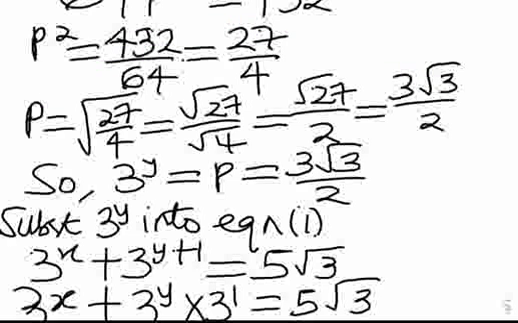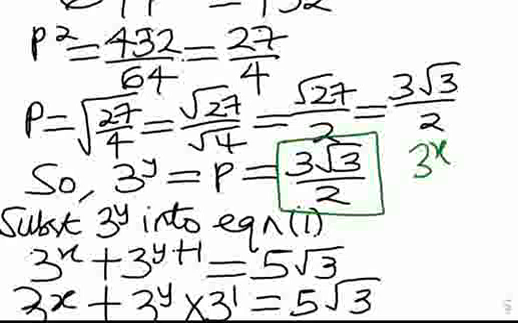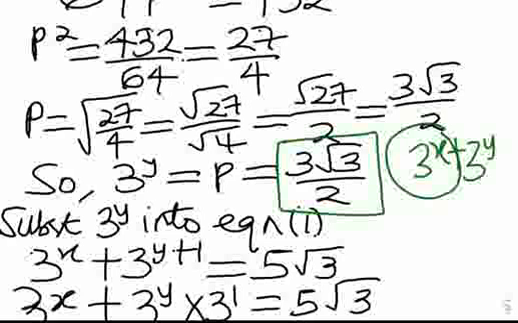Now, do not forget that previously we said let 3 raised to the power y equal p. So if p is equal to 3 root 3 over 2, it therefore means that 3 raised to the power y is 3 root 3 over 2. So we have been able to get one value. Remember that we have to find the value of 3 raised to the power x plus 3 raised to the power y. Now we have gotten the value of 3 raised to the power y, that is 3 root 3 over 2. Having gotten that, let's now go on and get the value of 3 raised to the power x.